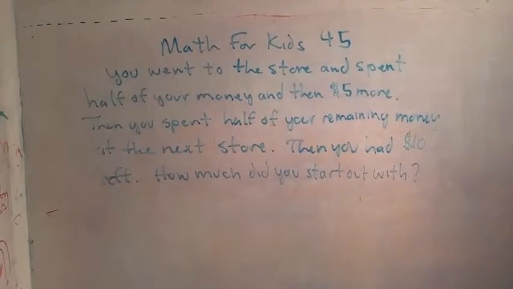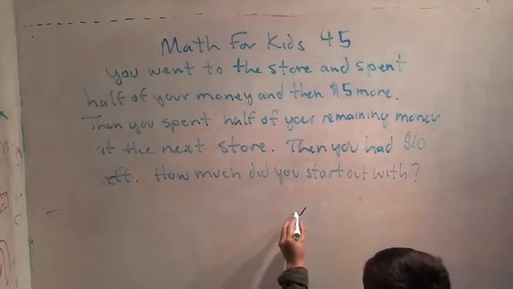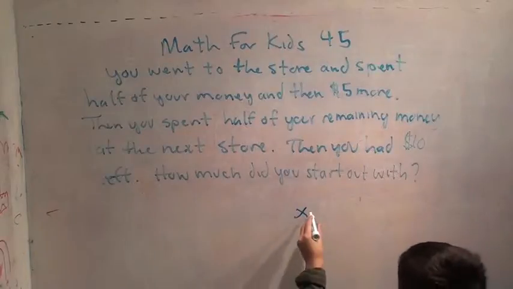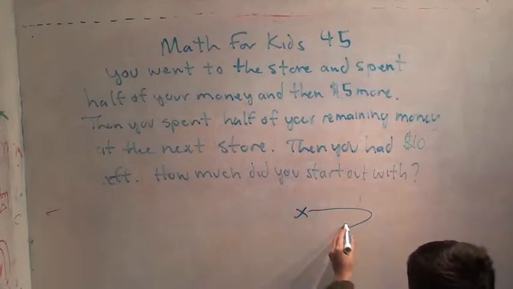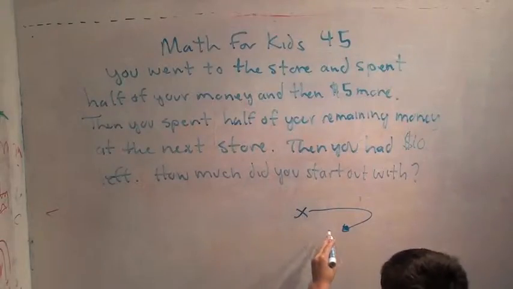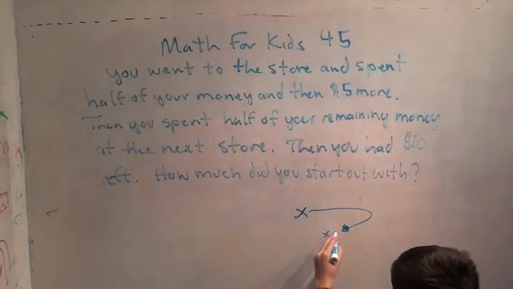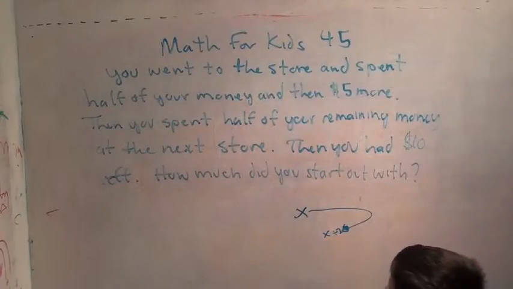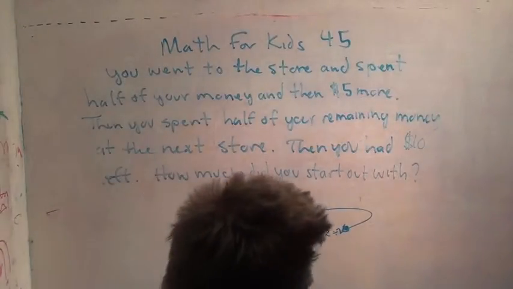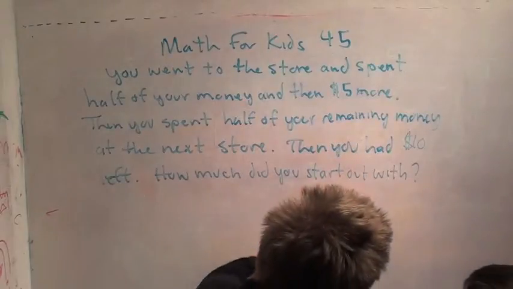Okay, how do you want to approach this problem? Let's call our original amount x. So we have x. And then now we have x divided by 2. We're going to run out of room if we do it that way. Is there an eraser down by the floor? Let's do it this way. I'll have you do it this way.